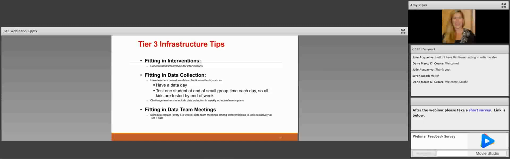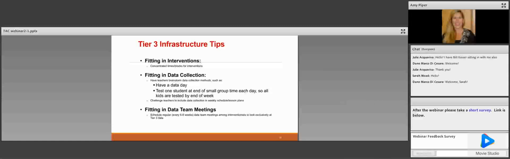Fitting in the data collection, we've had it where sometimes RTI teachers have a data day. Once a week they have a data day, and they really take time to progress monitor and collect that data. Or I've had other teachers test one student at the end of our small group each day, so all the students are tested by the end of the week, and that only takes a minute or two.